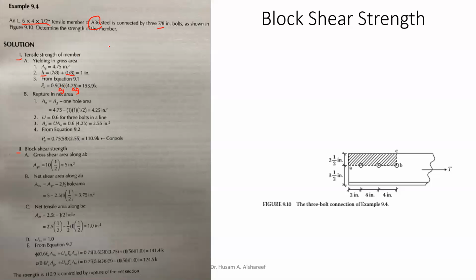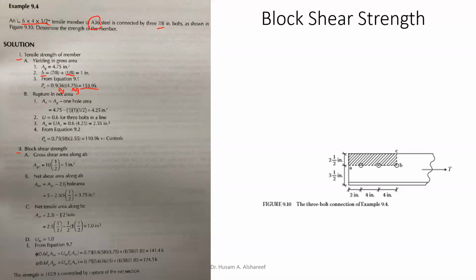The classification of the ASTM will give you the Fy and Fu, but for now we have Fy times the AG, which is 4.7, and it gives us 153.9 kips. That's the Pu for the yielding stress, for the yielding in the gross area. Now, let's calculate for the rupture.